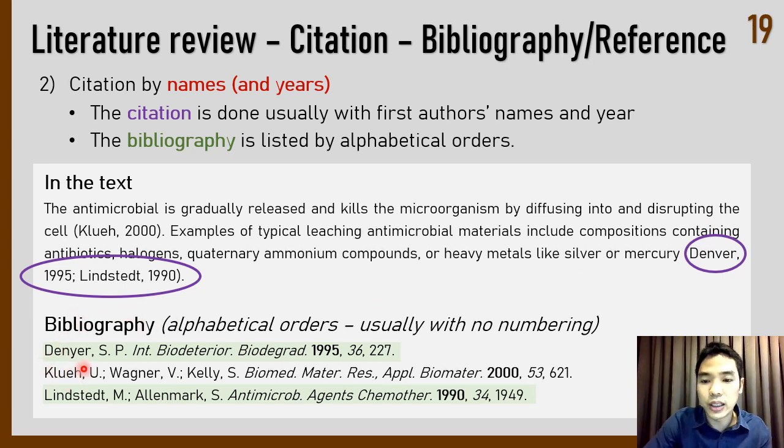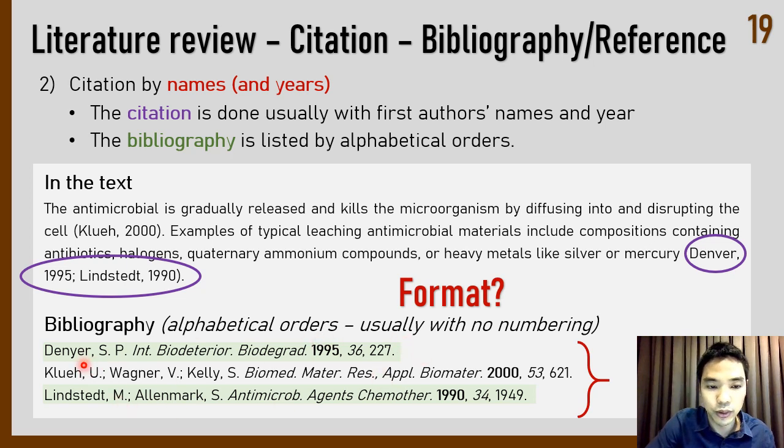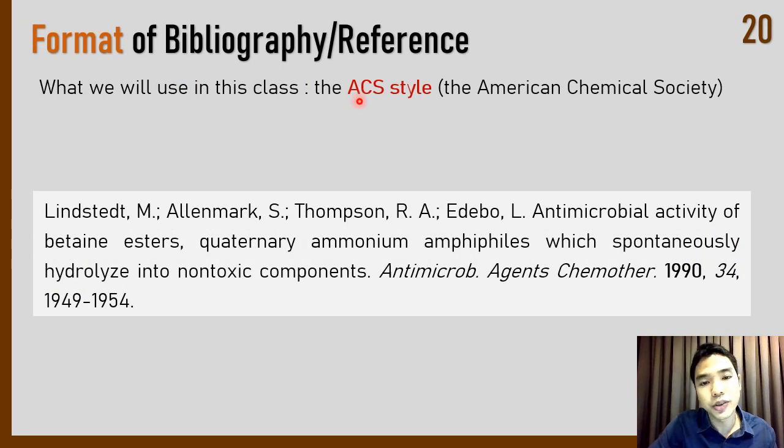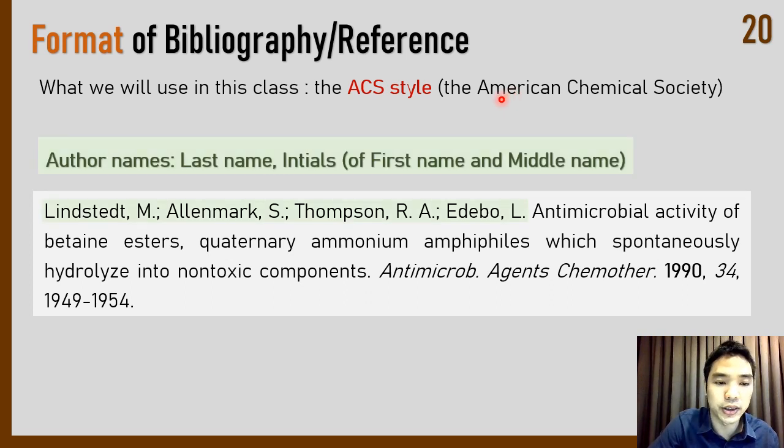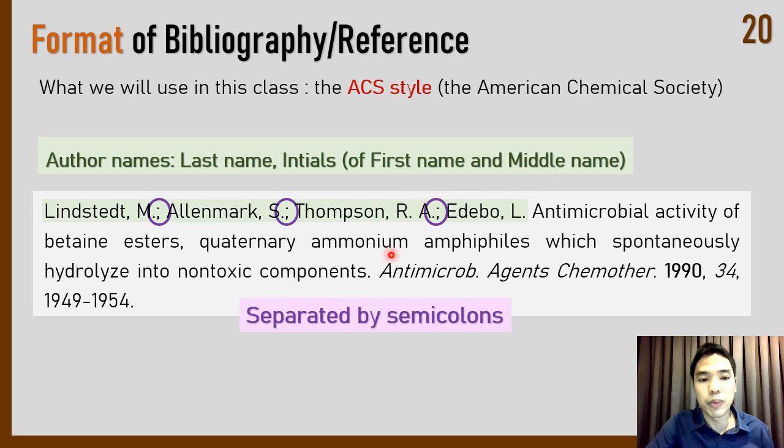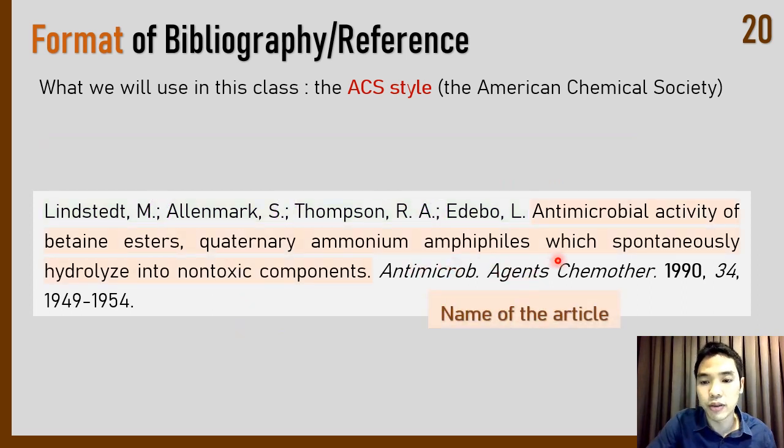So for now, we need to know how to write a bibliography in a good format. And probably the most widely used format is the ACS style, which is American Chemical Society. In this style, we start with the names of the authors in this kind of format, starting with last name, comma, initials of first name and middle names. Each name will be separated by semicolons and followed by the name of the article.